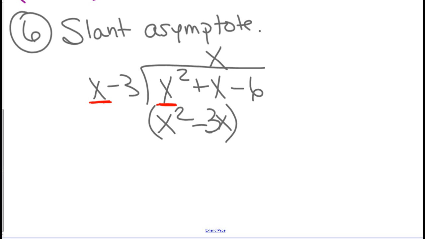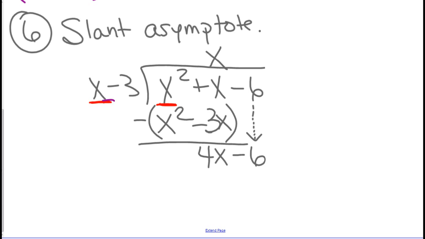Then I subtract like I would in long division. So x squared minus x squared is just a 0, and that's what we want. I have a 1x minus a negative 3x, which gives me a positive 4x. You bring your next number down, and then you repeat your process.